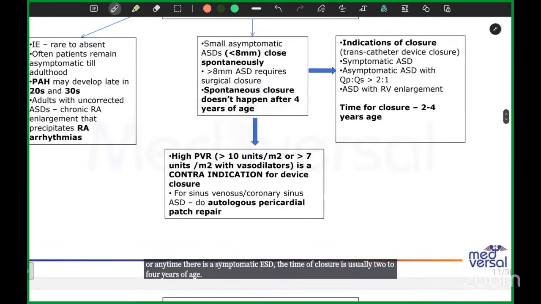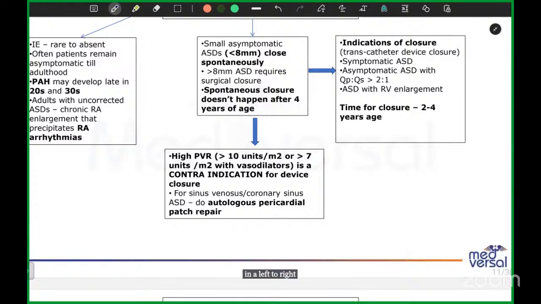Anytime there is a high pulmonary vascular resistance, it is always a contraindication for device closure. Anytime there is a high pulmonary vascular resistance in a left to right shunt, it is a sign of impending, or it's a sign of Eisenmenger.